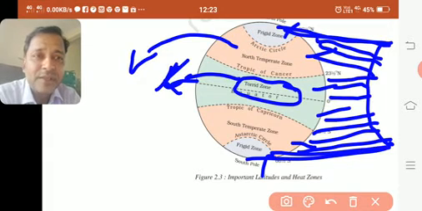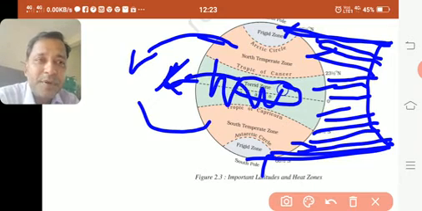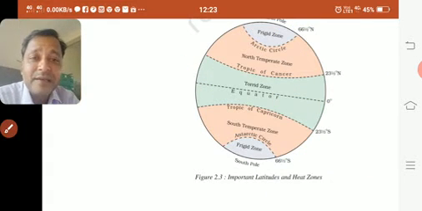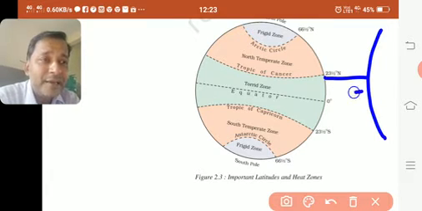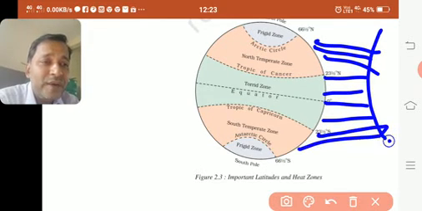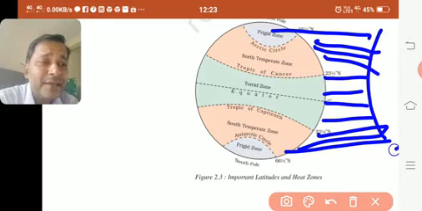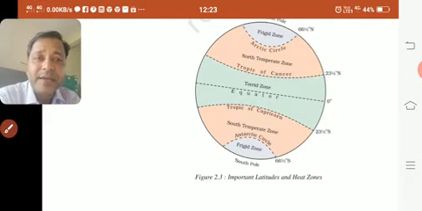Here we can see the north temperate zone and the south temperate zone. And in between these two tropics, that is Tropic of Cancer and Tropic of Capricorn, we have the torrid zone. This is all based on the sun rays, how they fall. Now you can see the sun here, it is vertical in this torrid zone. It is a little bit slanted in the temperate zone, and very little or no sunlight in the frigid zone. Clear? So these are the important latitudes and important regions or zones of the globe.